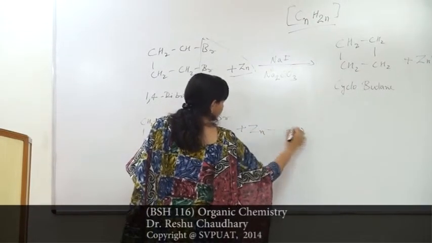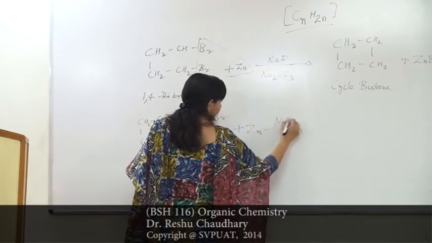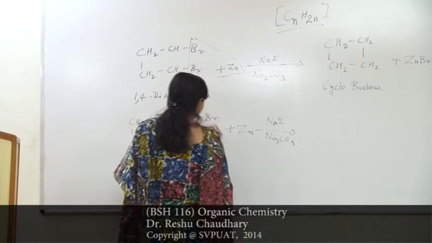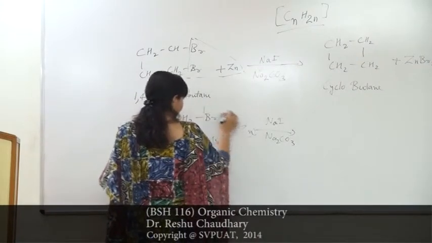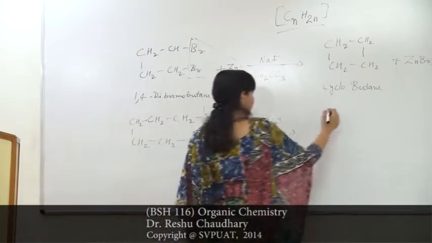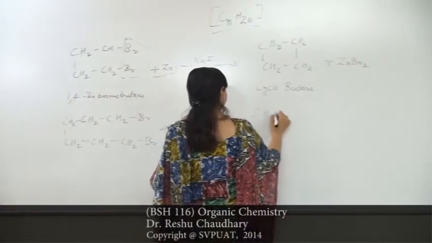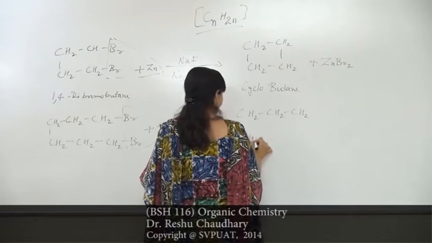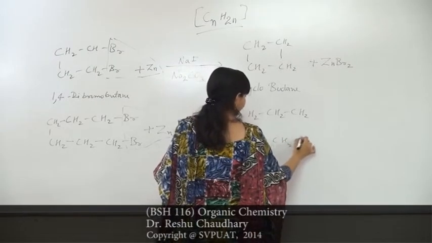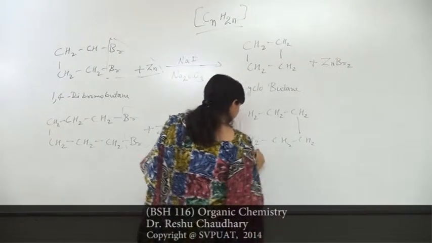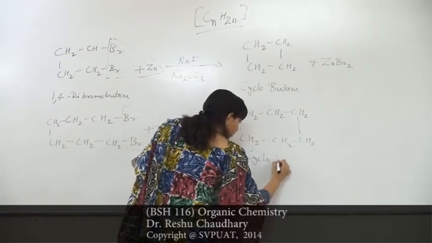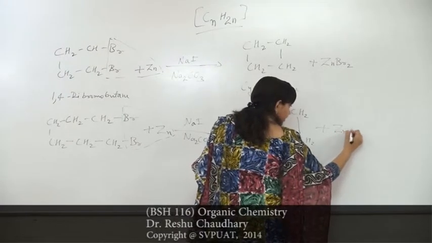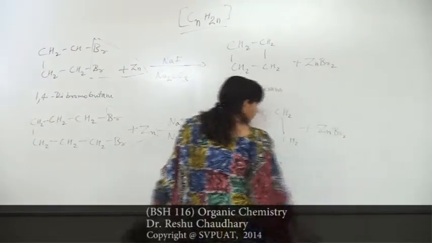Similarly, 1,6-dibromohexane reacts with zinc in presence of sodium iodide and sodium bicarbonate, then these two bromine and one zinc will come out and cyclohexane is formed. This is cyclohexane, and zinc and two bromine atoms will come out.